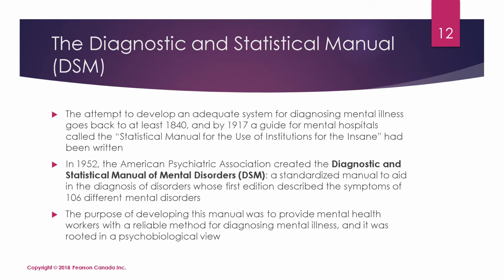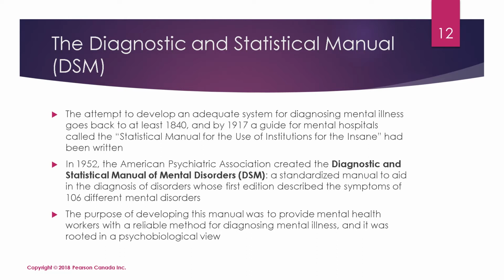So now we're back to the notes from the new textbook. The attempt to develop an adequate system for diagnosing mental illness goes back to at least 1840. And by 1917, a guide for mental hospitals called the Statistical Manual for the Use of Institutions for the Insane had been written. As you probably know, that title was not the nicest way that we could have described things. And so in 1952, the American Psychiatric Association created the Diagnostic and Statistical Manual of Mental Disorders, also known as the DSM. This was a standardized manual to aid in the diagnosis of disorders. And the first edition described the symptoms of 106 different mental disorders.